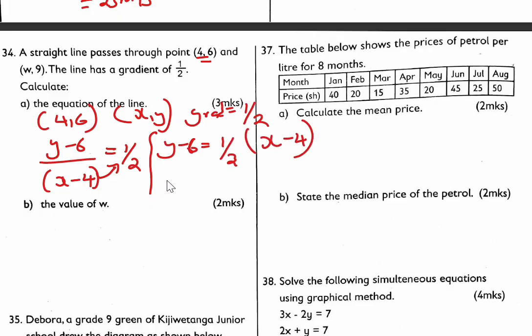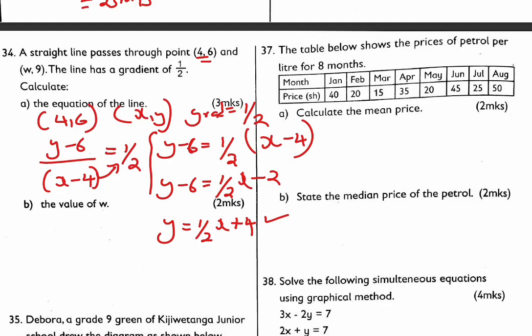Then I open the bracket. So Y minus 6 is equal to half times X, we get a half X, and half times negative 4, we get negative 2. You can collect like terms, taking negative 6 to the right. We remain with Y is equal to a half X, negative 2 plus 6, we get positive 4. So the equation of the line is Y equals a half X plus 4, and we score those 3 marks.